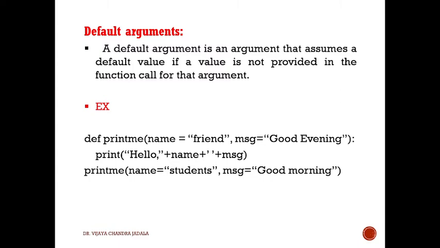Next comes the default arguments. A default argument is an argument that assumes a default value if a value is not provided in the function call for that particular argument. Here, there is an example given where you can get an idea regarding the default argument.